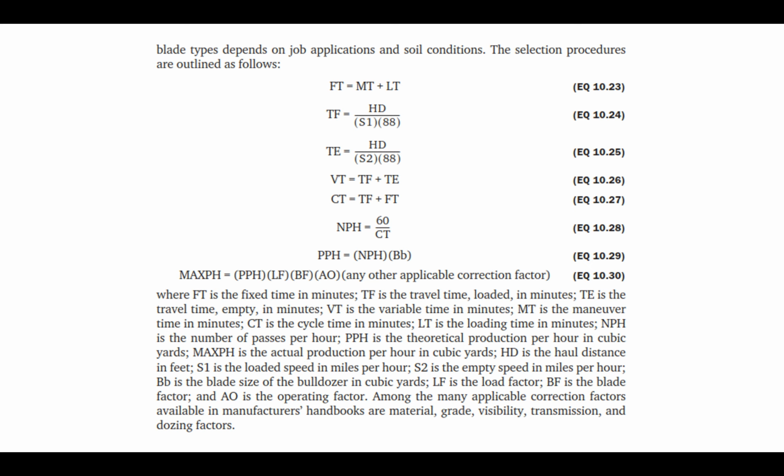So there are many possible applicable correction factors that go into this. A lot of those can come out of handbooks, and other things like the material grade, visibility, transmission, all that stuff can be found from manufacturers or other sources. Okay, so these don't necessarily have all the charts necessary to calculate these numbers because most of it is going to be dependent upon site-specific conditions, right?